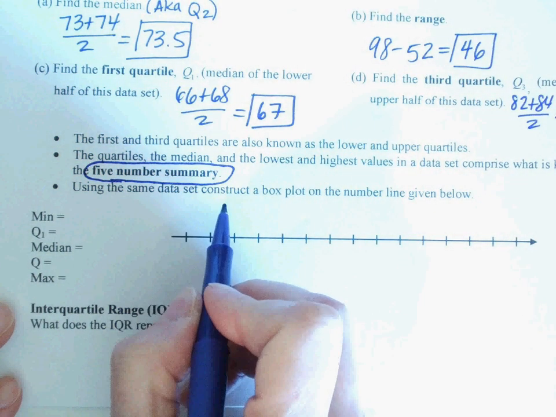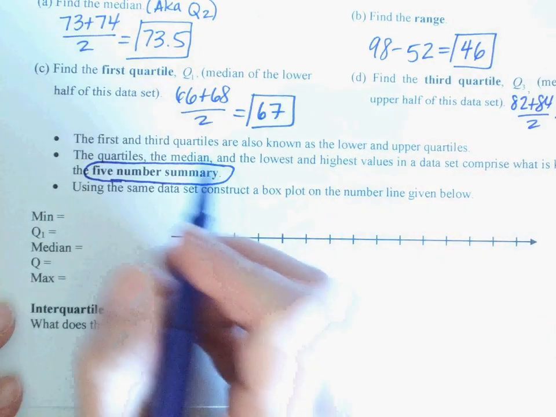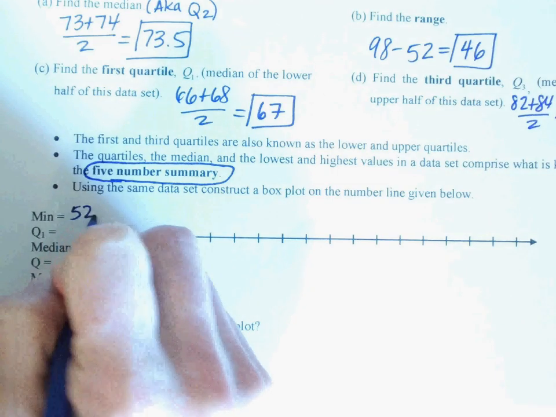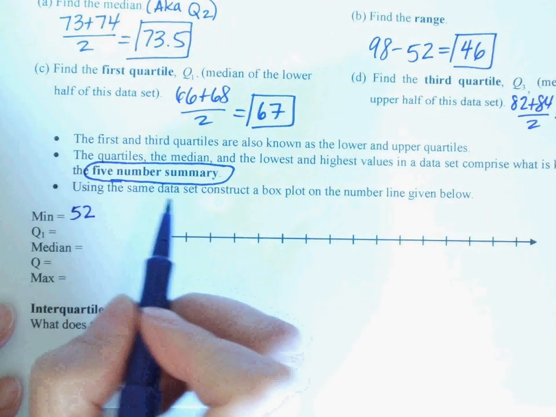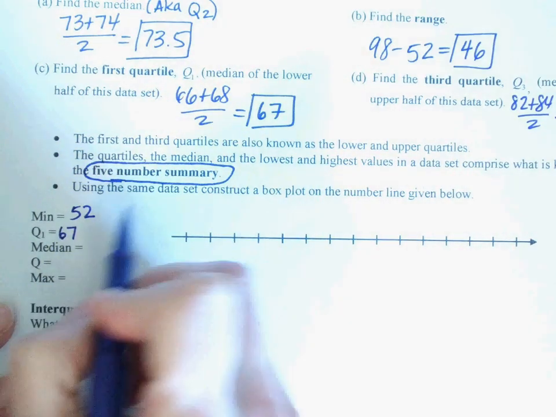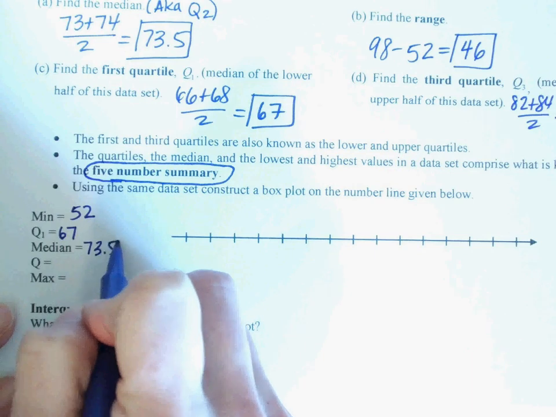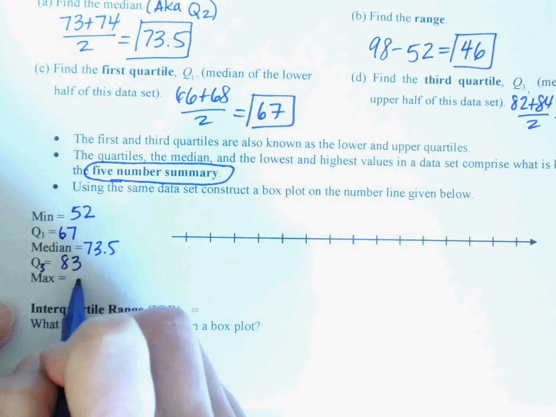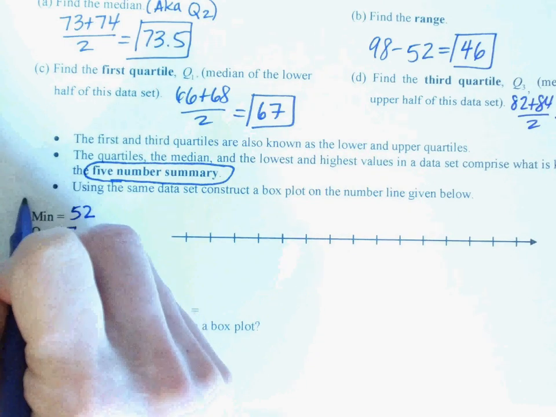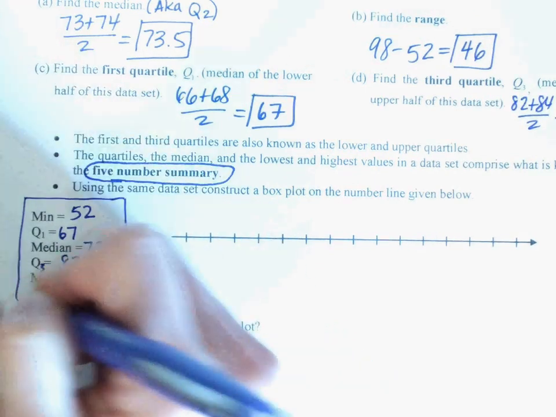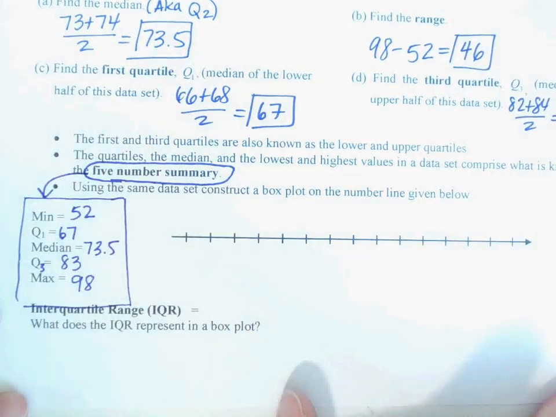So we're going to use the same data from up above, construct the box plot. The minimum is my smallest value, that's 52. And again, I'm just using the data from up above. The quartile 1, we found to be 67. The median is 73.5. Q3 is 83. And your maximum, your highest value is 98. So again, all of this right here is important. This is my 5-number summary. Okay, so remember that when I refer to it.